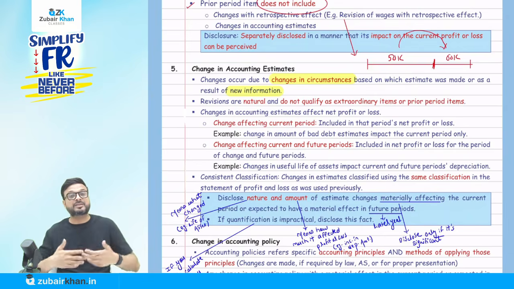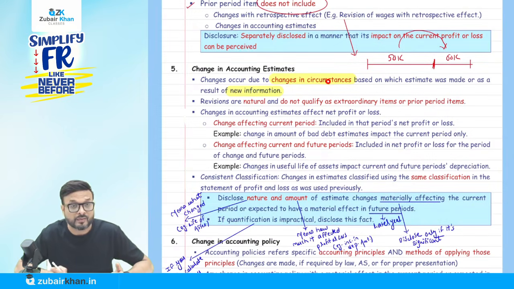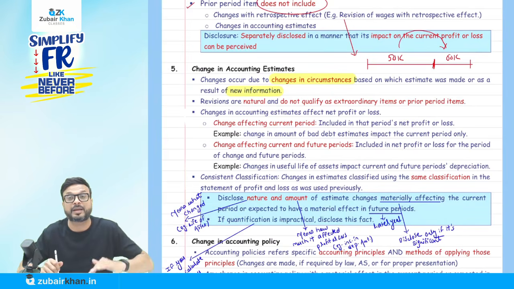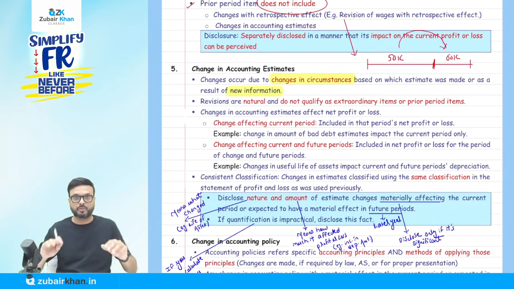Now why does the estimate change? Changes occur due to a change in what? Circumstances. When there is a change in circumstances, the situation changes based on which the estimate was made in the past, or as a result of new information. Now understand these two points.